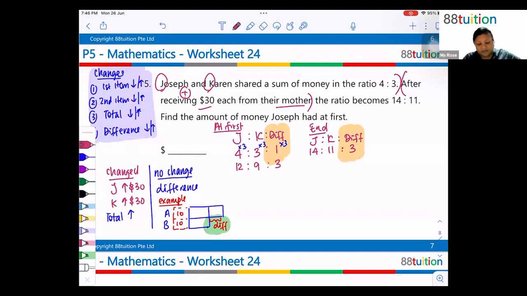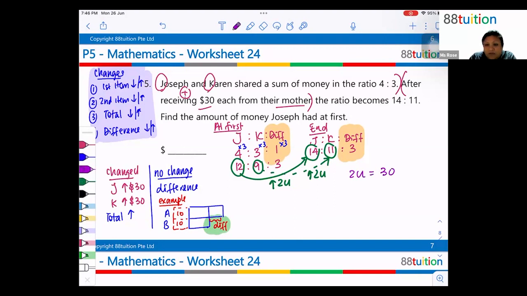Okay, so from here, what do you notice? Joseph increased by 2 units. What do you notice about Karen? Karen also increased by 2 units. So very good. That means this 2 units is your $30. So 1 unit is $15. So find the amount of money Joseph had at first.